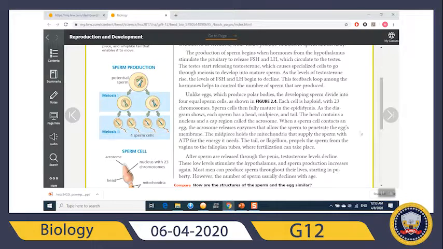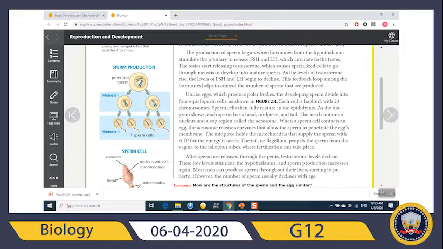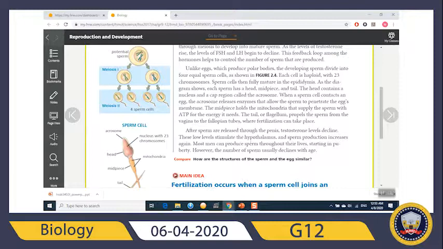Okay? Now, the production is also triggered by hormones like FSH and LH. Okay? Now, the sperm cell is composed of the head, the head part here, acrosome, and the midpiece, which contains mitochondria, and the tail. Now, each part has a specific function.